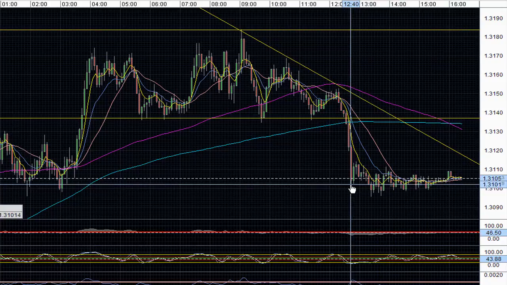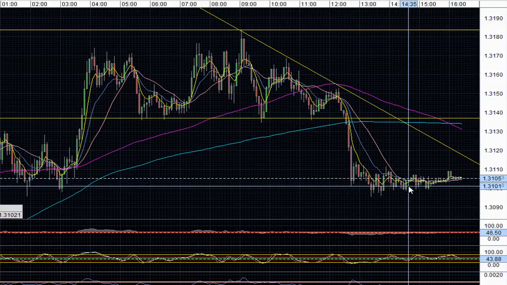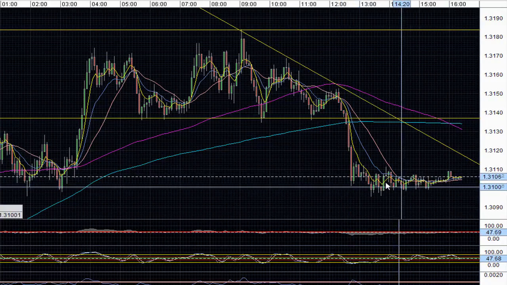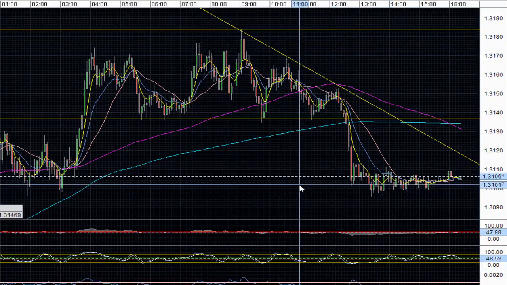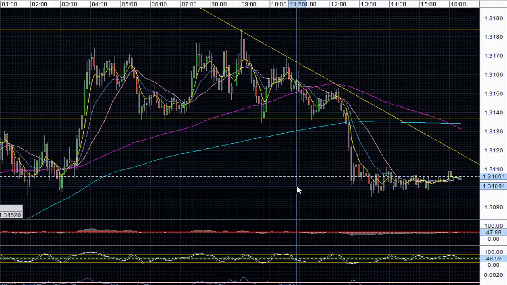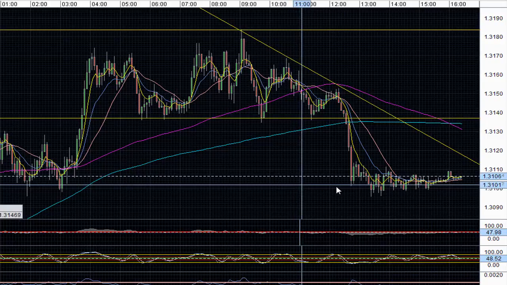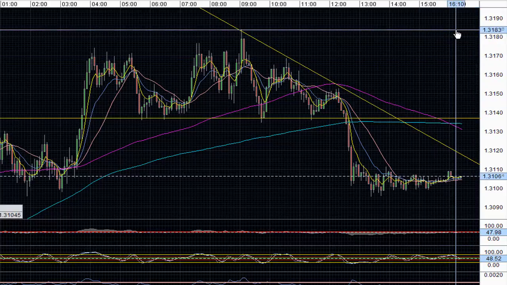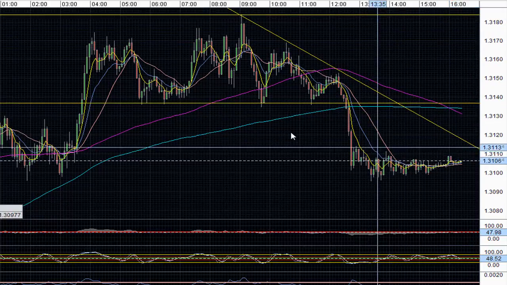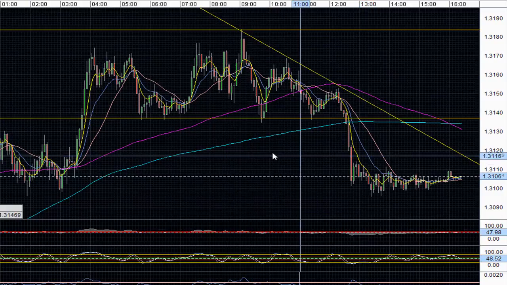You can see that the pair is pretty well supported above this psychological support, and I believe we're going to see further consolidation in the pair until the Asian Open. So just be on the lookout for the breakout and trade the direction of the breakout during the Asian trading session. It can break higher and test these highs again, or it can break lower and trade lower.